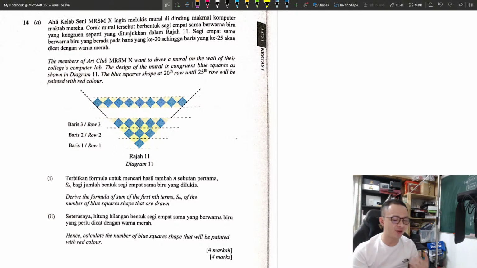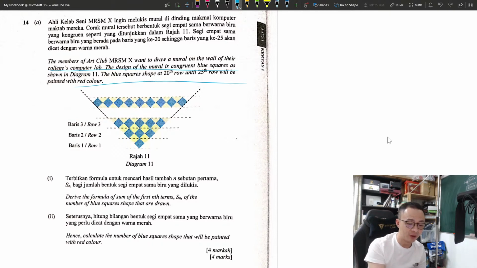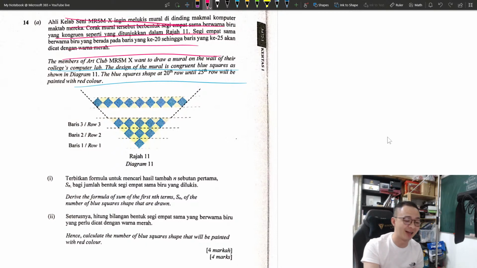So the designs of the mural are congruent. Congruent here basically means the shapes are identical, exactly the same. Okay? So the blue square as shown in diagram 11, the blue square shapes at the 20th row to the 25th row will be painted in red color. So here you have a lot of rows, it continues, but from the 20th, 21, 22, 23, 24, up to the 25th, all will be painted with red color.